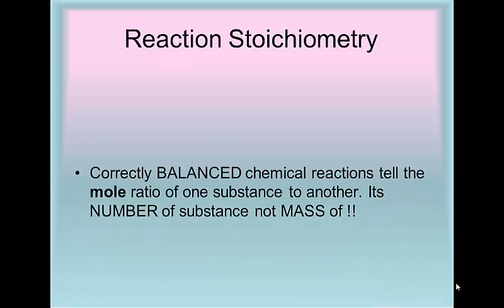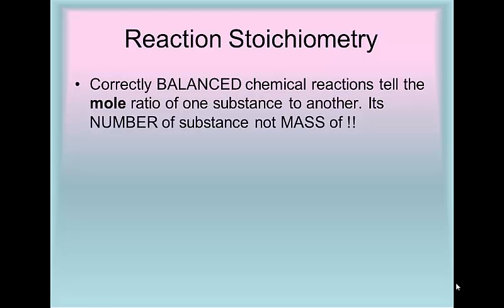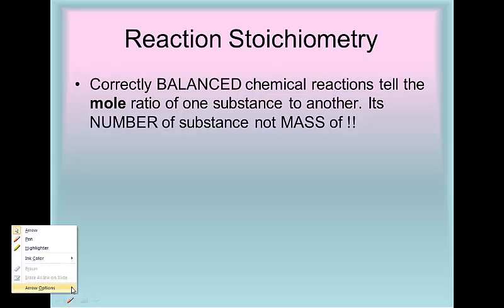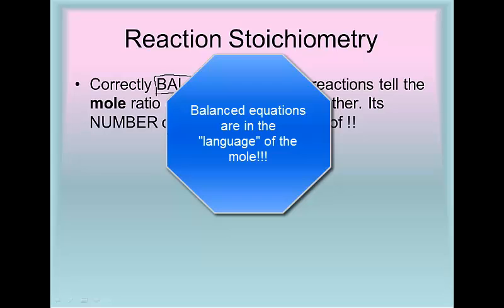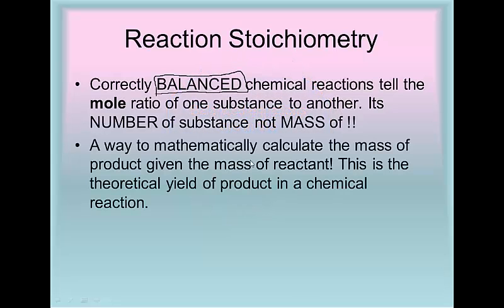Reaction stoichiometry. First, you need a correctly balanced, note the word correctly balanced, chemical reaction. You cannot do proper stoichiometry unless your chemical reaction is balanced appropriately. So always remember to balance it. They tell you the mole ratio of one substance to another. It's the number of moles of a reactant to product, reactant to reactant, not mass of.